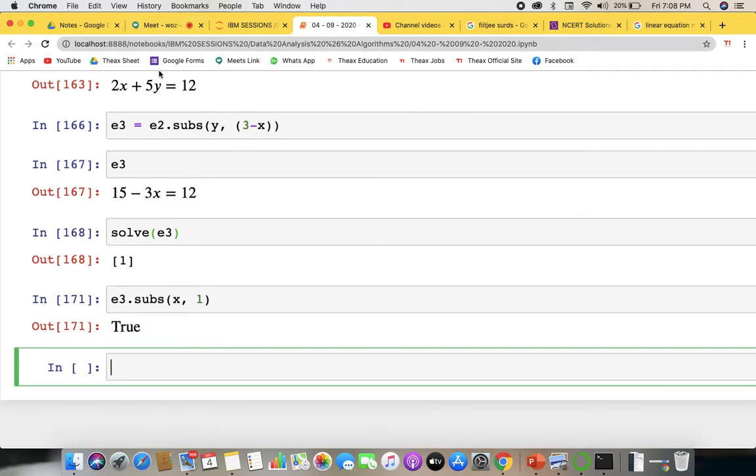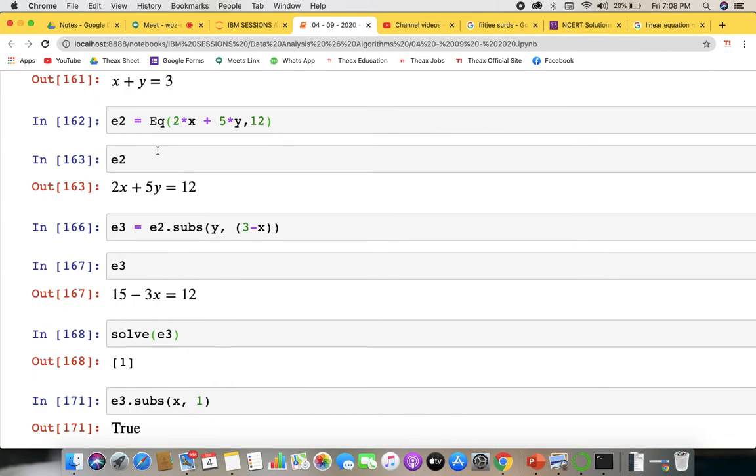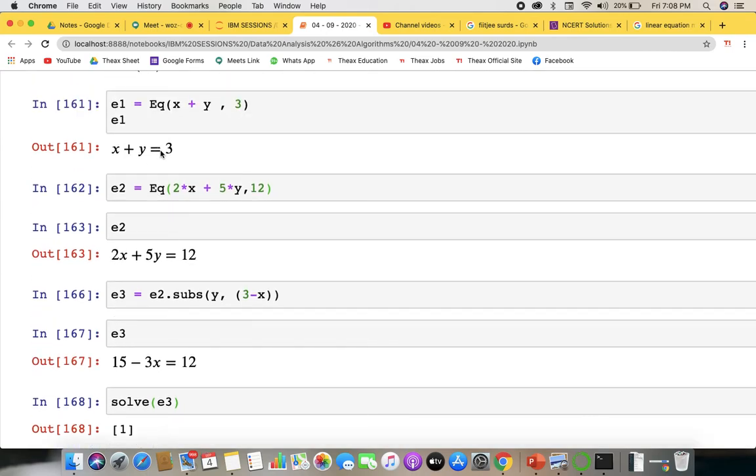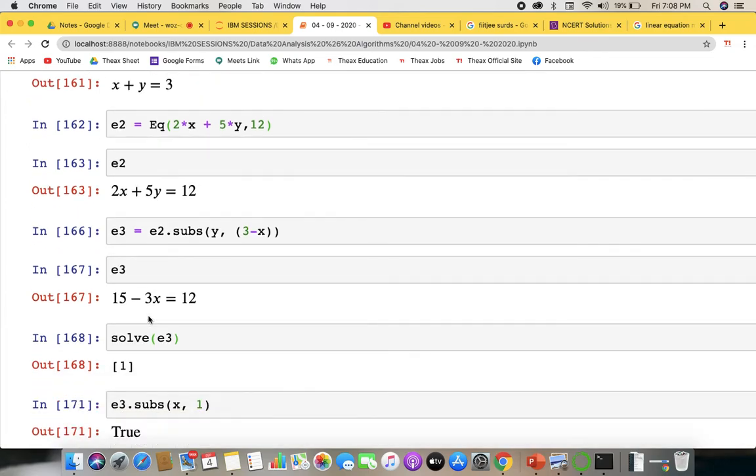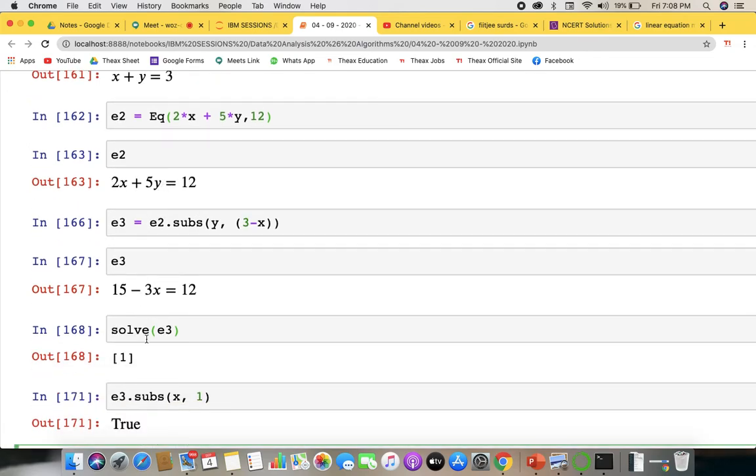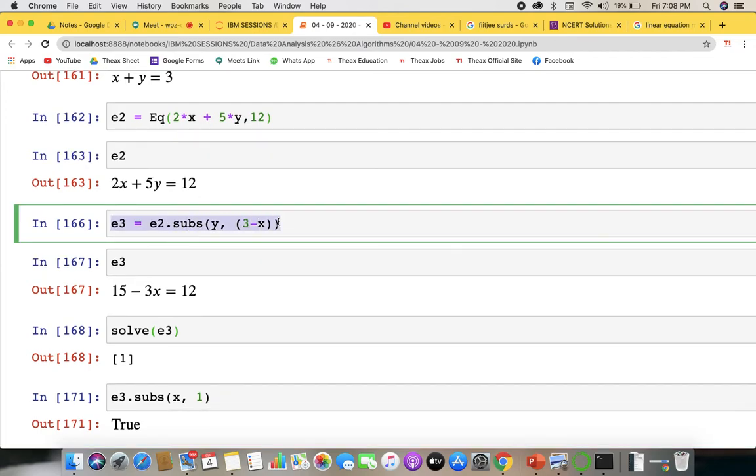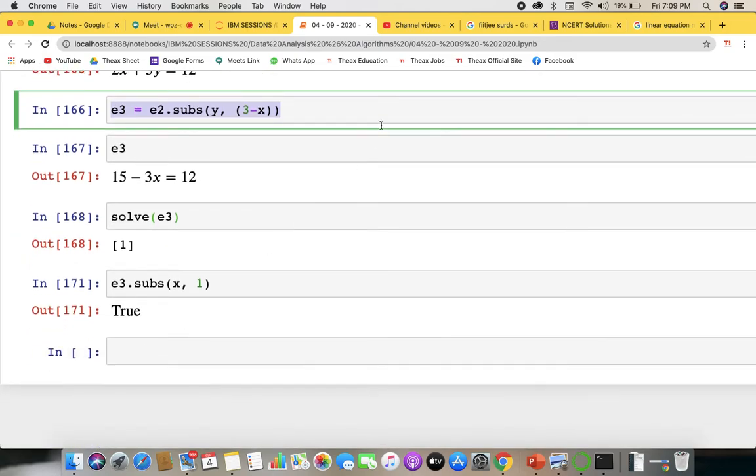Got my points? Guys, think like a programmer. Don't think like a mathematician. Why go finding elimination methods or something like that? y will be 3 minus x. Substituting gives the value. One equation, a 3-line answer, not even 3 lines, a 1-line answer: 15 minus 3x equals 12. Obviously 3x is going to be 3, and that is x equals 1. That's it. Complete. Simple equation.